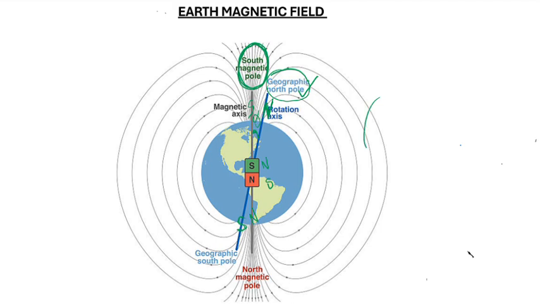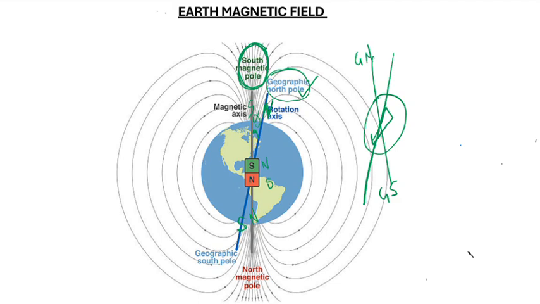Some people will draw it like this. They will draw the angle of rotation with the geographic North Pole and geographic South Pole, and they draw the magnets like this. They can also draw it like this, such that the angle will not be too much like this one. So it can be like this also, depending on where you are on the Earth's surface.